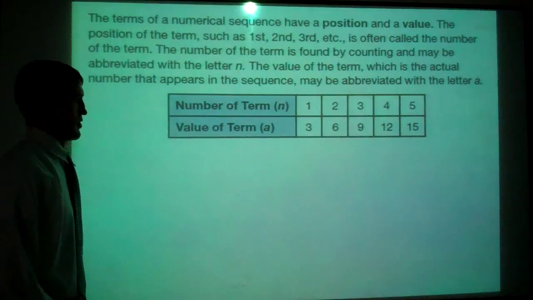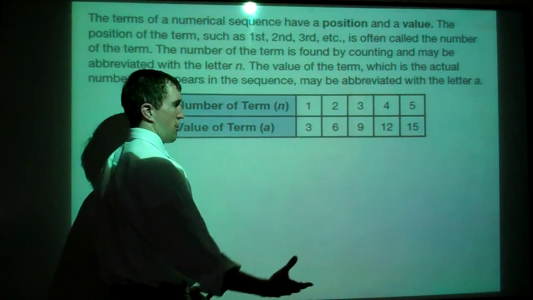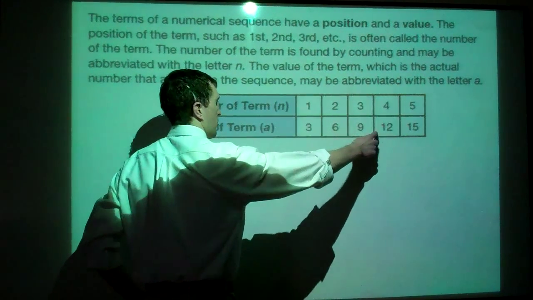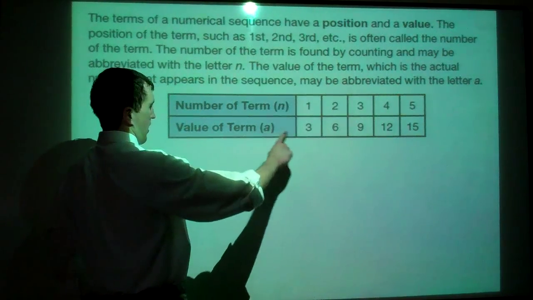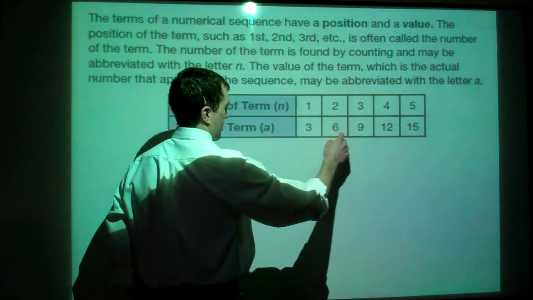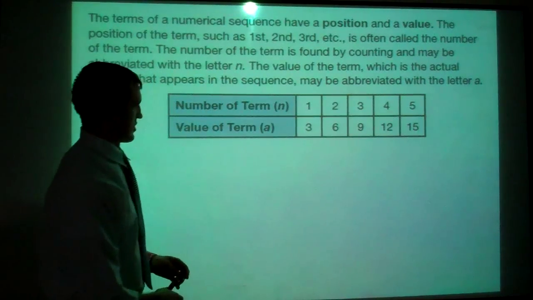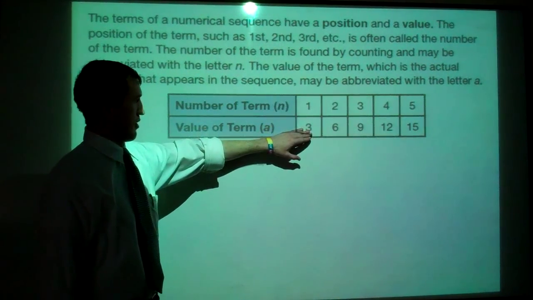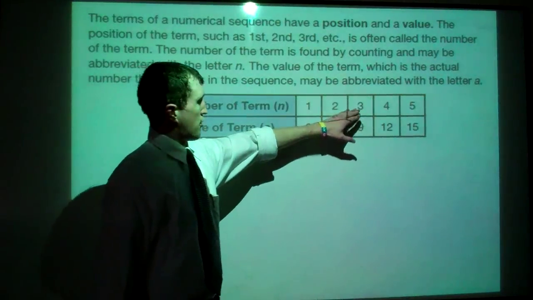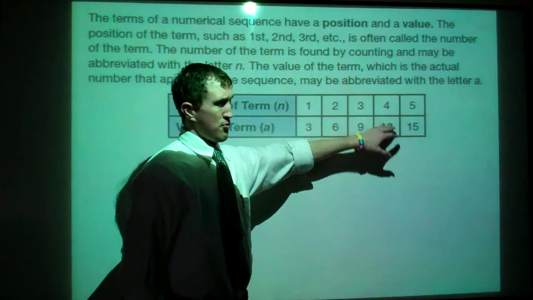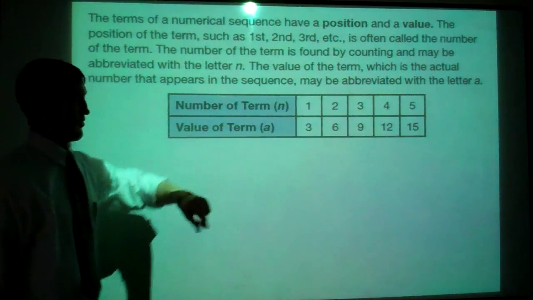So all of that, which I just read, is summed up right here. This was our first sequence we looked at. It was arithmetic because we added 3 in between each term. So these are the values of each term: 3, 6, 9, 12, 15. My first term is a 3, my second term was a 6, third term was a 9, fourth term was a 12, fifth term was 15.